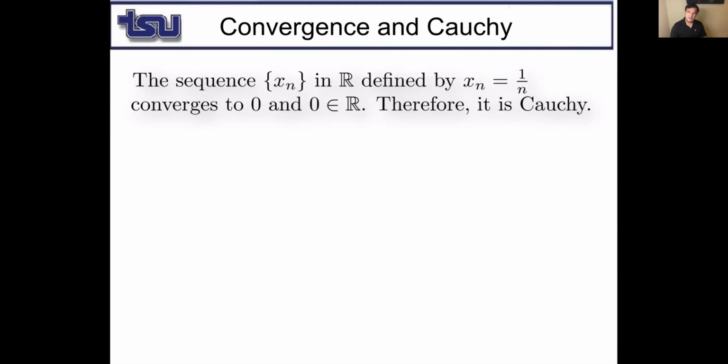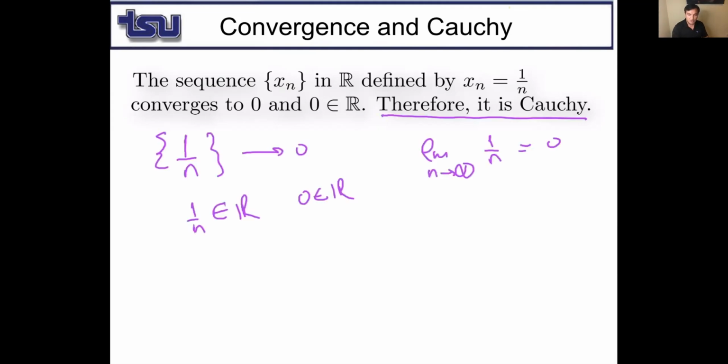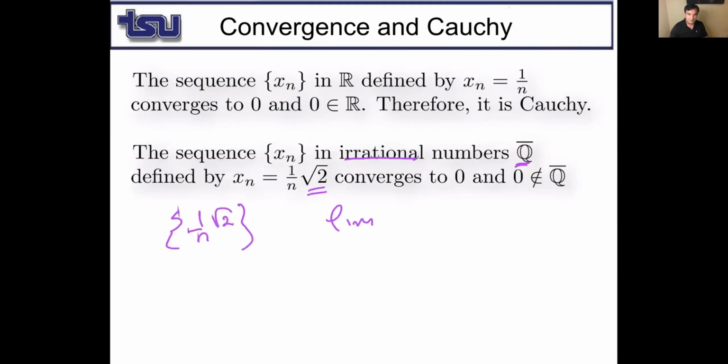But now think about another sequence, this time in the irrational numbers. The sequence is 1 over n times the square root of 2. Well, the square root of 2 makes it irrational, right? So this sequence is a sequence in the irrational numbers in that space. But we know that when n goes to infinity, 1 over n times the square root of 2 also goes to 0. Well, 1/n times the square root of 2 is an irrational number, but 0 is not an irrational number.